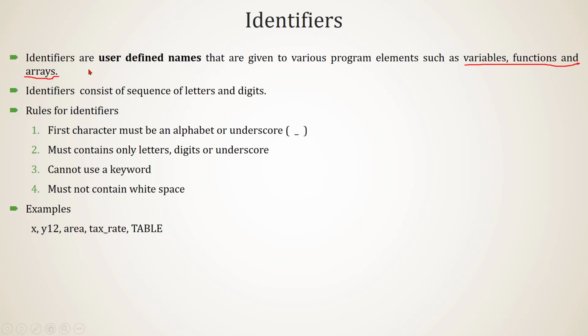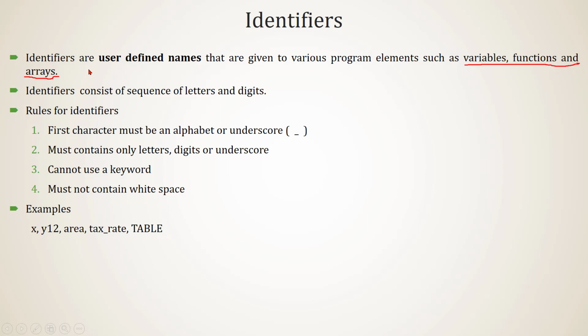Keywords are already defined or predefined. You can relate this in English language with names. Here in our class we have Adarsh Kumar. It is a name given to that particular person. That name is defined by his parents. So it is a user-defined name. It is not already defined. Any name can be given.